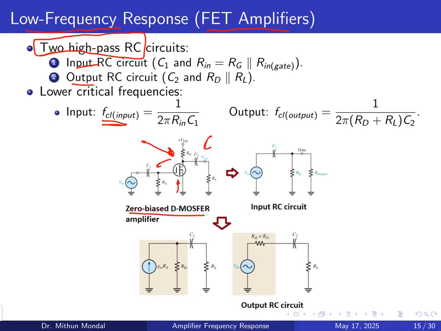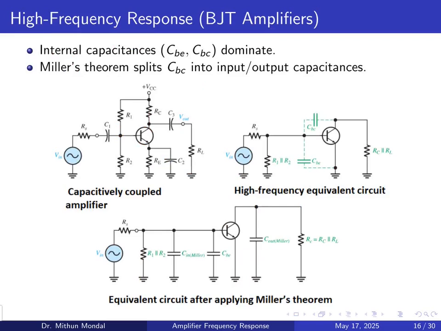The critical frequency at the input is basically 1 by 2 pi R in C1, similar to the BJT case. And for the output, the resistance is basically the drain resistor plus the load resistor. So that's the difference compared to the BJT, but the circuit is one and the same. So the input RC circuit and the output RC circuit of the FET amplifiers we can obtain, and the critical frequency we can obtain.